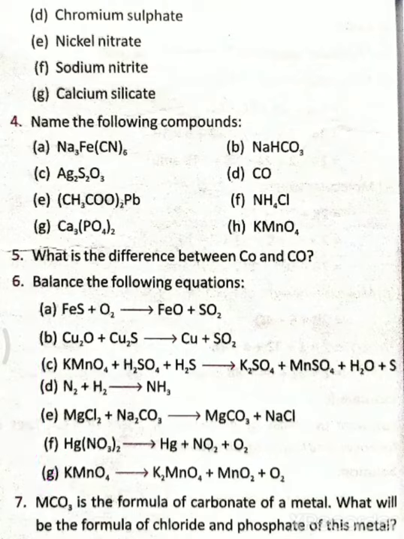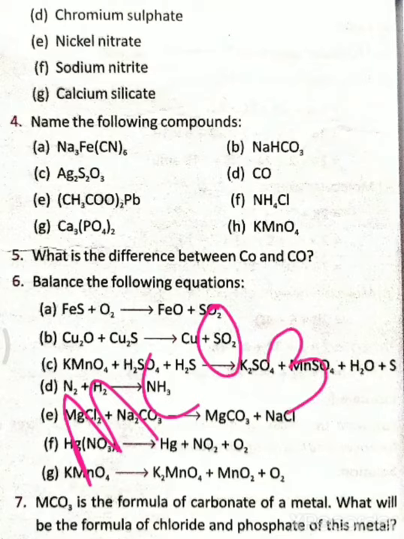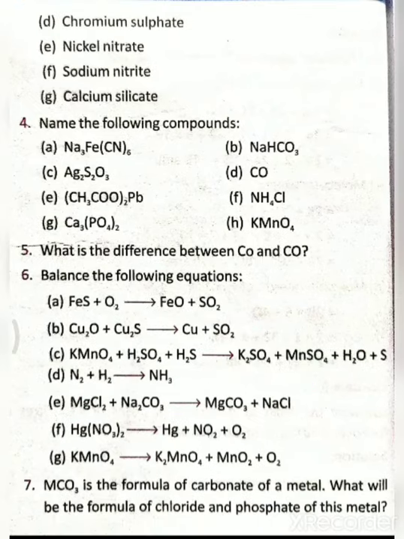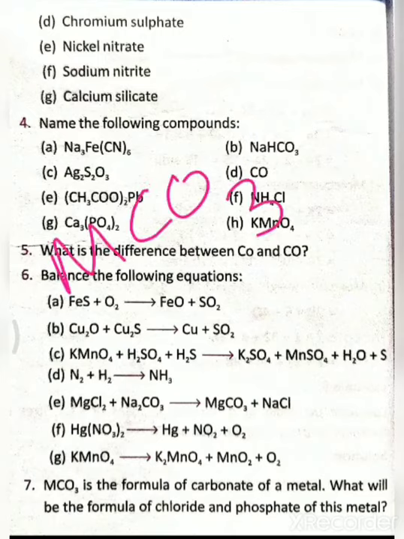Okay, then next question. MCO3 is the formula of the carbonate of a metal. What will be the formula of chloride and phosphate of this metal? So see, one metal is given, that is MCO3. The formula of carbonate of a metal is given as MCO3. So in this case we can take the valency of the metal, which is 2, means it is a divalent element, that element only we can take.